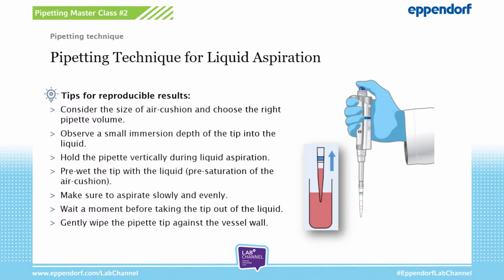Observe a small immersion depth of the tip into the liquid and hold the pipette vertically during a liquid aspiration. Pre-saturate the air cushion by pipetting the liquid up and down several times. Generally, pipette rather slowly and smoothly, and wait a moment until you remove the tip from the liquid and carefully wipe it against the vessel wall. That's it.